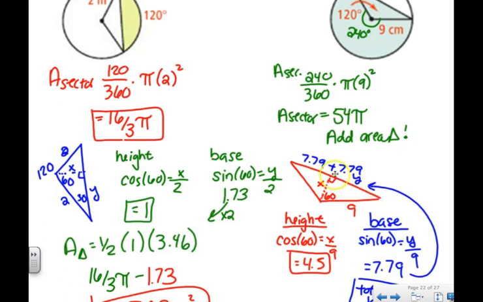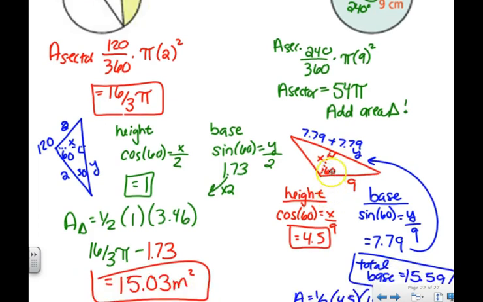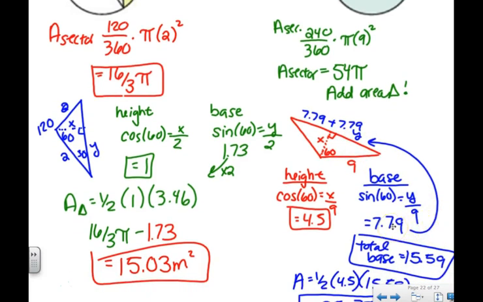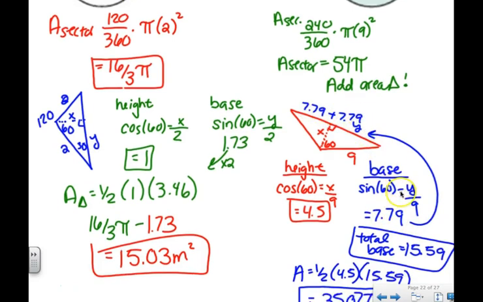So down here, for the area of the triangle, I had 120 degrees, so I had to split it in half to 60. I used 60 on all of these problems. You could have used 30 if you wanted to. So I did cosine of 60 equals a over h, and I got 4.5 for the height. For the base, I did sine and did opposite over hypotenuse. I got 7.79. Now remember, you only found half of the base, so you're going to have to add 7.79 twice. So the total base is going to be 15.59.